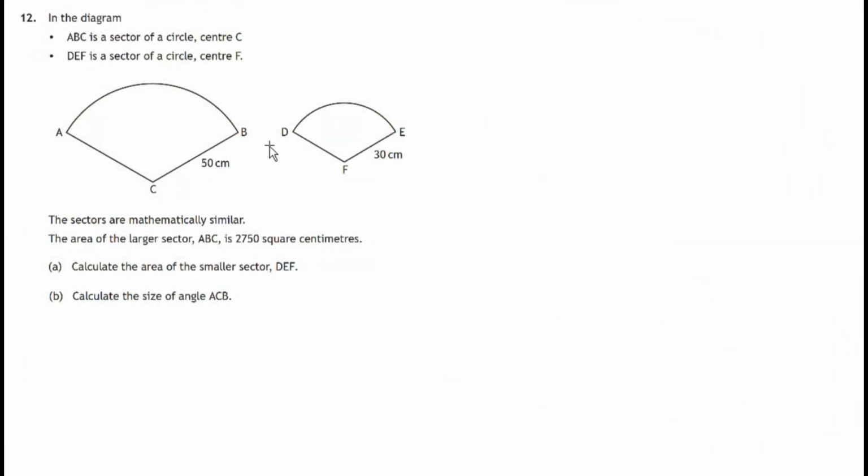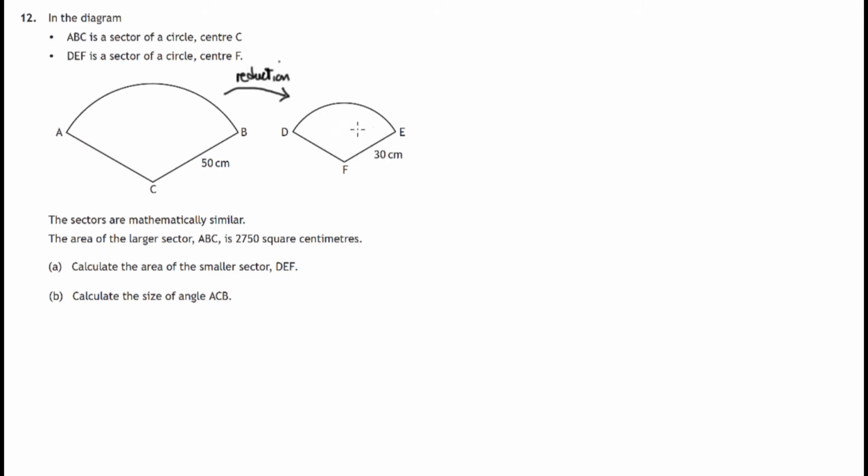Here we've got a pair of sectors of circles. We're told that this smaller sector is mathematically similar to this larger sector. In other words, between the two of them, there's a reduction going on. So we've scaled this down. So we take this picture and scale it down to get this one. And you notice that this length 50 has reduced to this length 30.